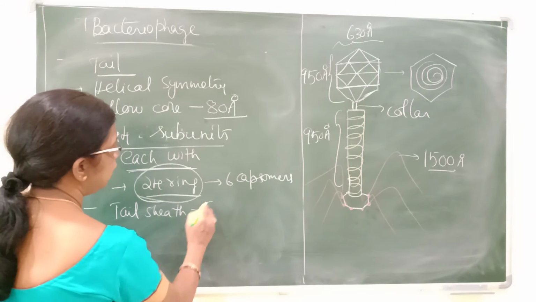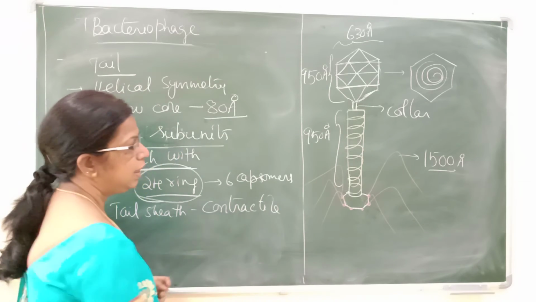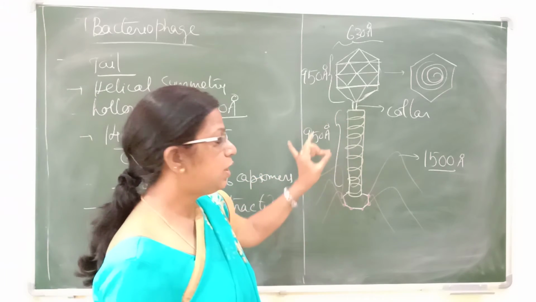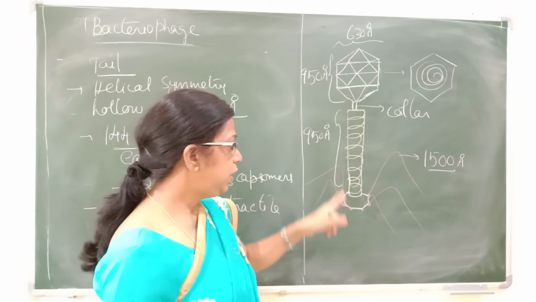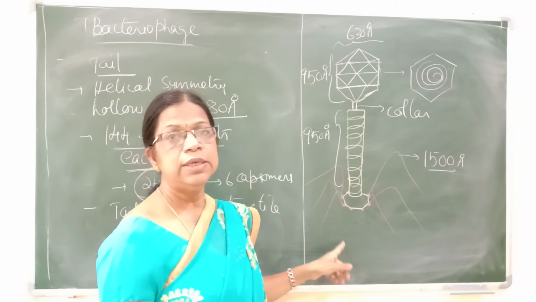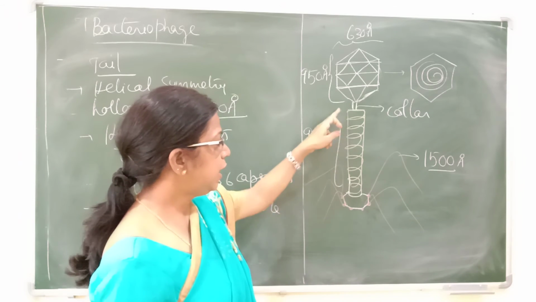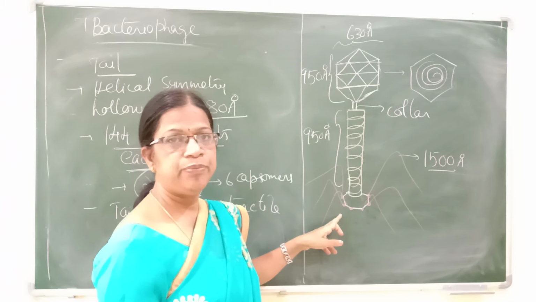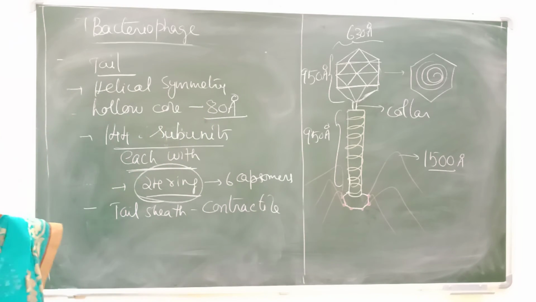The tail sheath is contractile in nature. That means it can easily contract, and the DNA present in the head will be injected into the cell, functioning like a hypodermic syringe. It can easily contract because of this ring-like, circular structure.